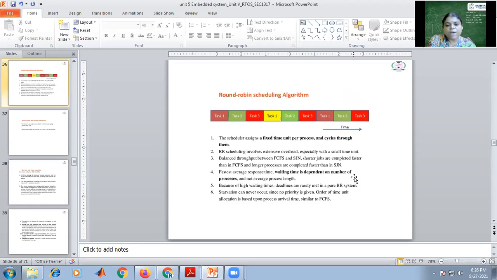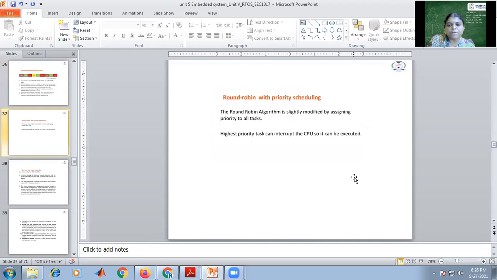Sometimes because of high waiting time, deadlines will also be difficult for the task to meet. But in this case, starvation will never occur because no priority is given. The order of time units is based on the process arrival, similar to the first come, first serve allocation method.